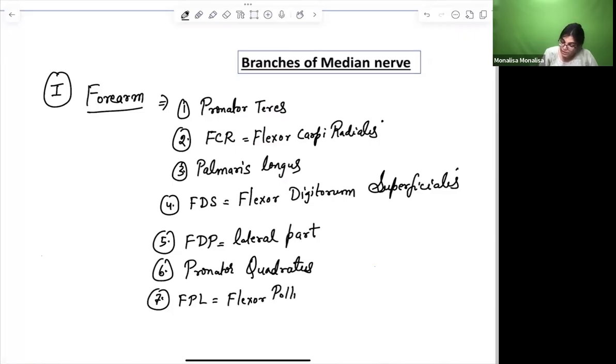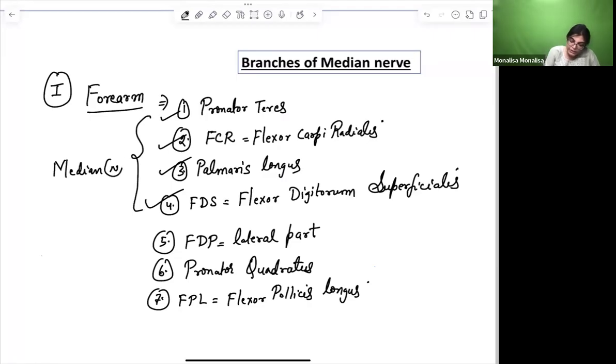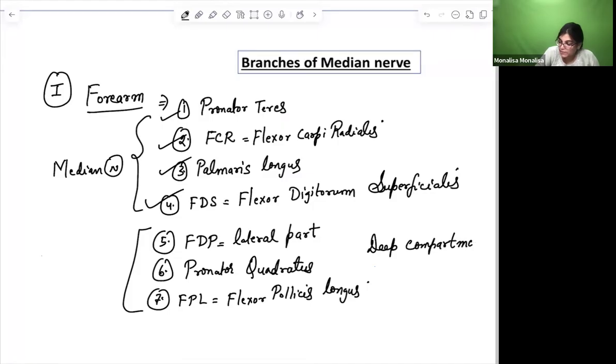Flexor pollicis longus. Here, pronator teres, flexor carpi radialis, palmaris longus, and flexor digitorum superficialis are directly supplied by the median nerve. The other three muscles are muscles of the deep compartment, the deeper aspect. They are supplied by the deep branch of the median nerve, and the name of that nerve is AIN.